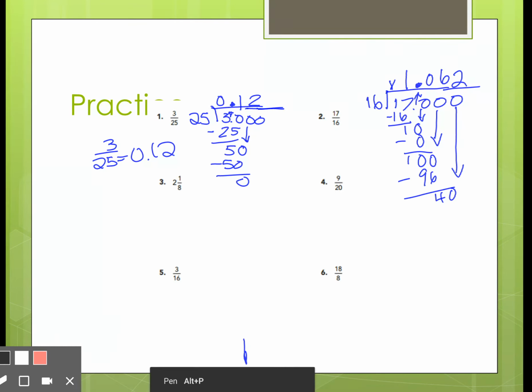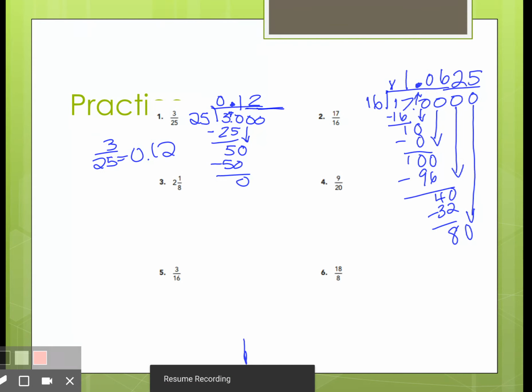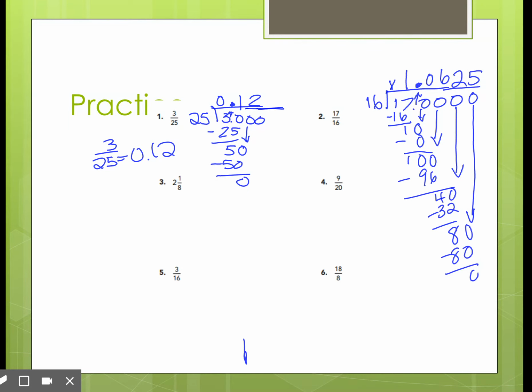And now 16 times 2 is 32. I subtract. I have 8. I'm not finished yet, so it's definitely okay to add another 0 here. Okay, so 16 can go into 80 5 times, and 16 times 5 is 80. So now we're at 0, and my answer is 1.0625. I'm going to do one more, number 3 here, 2 1/8.